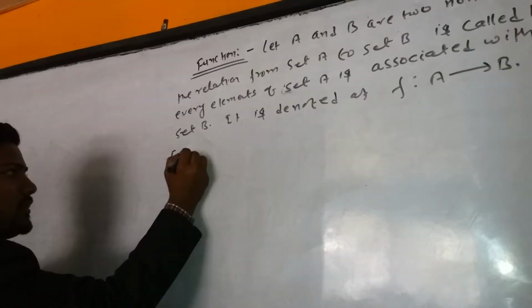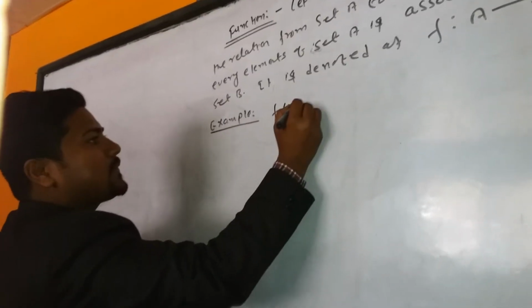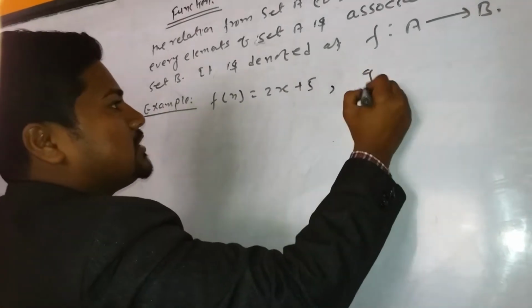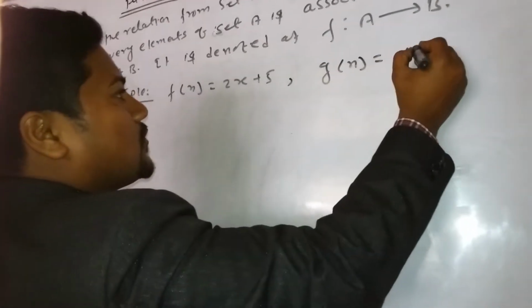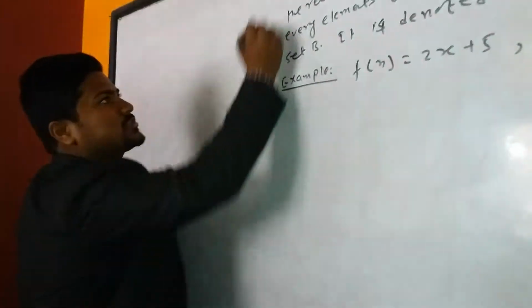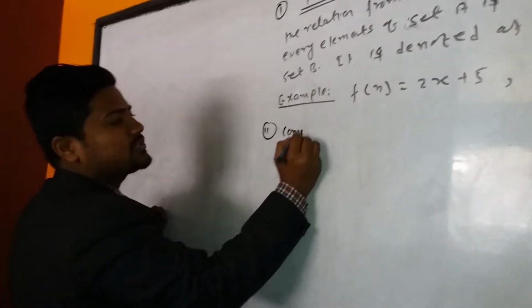Let's take an example. For any set, you can say f(x) equals 2x plus 5. You can say another, g(x) equals 4x plus 5. This is also a function. These are all examples of function. This is one definition, and the next important definition is composite function.